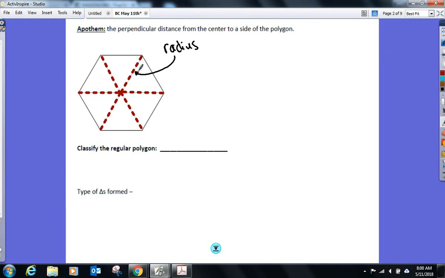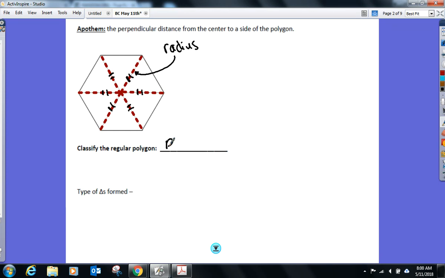And just like a circle, what do you think you know about all these radii? They're all congruent. So I end up making, in this case, six what type of triangles? Six isosceles triangles, okay? We're actually going to get that a little bit more exact right now, all right?